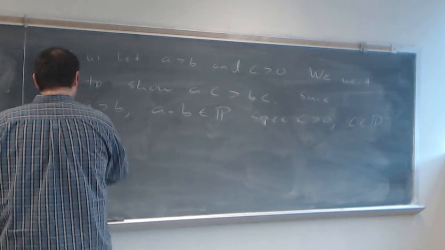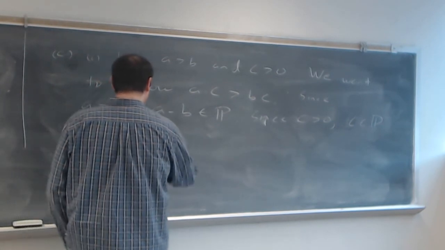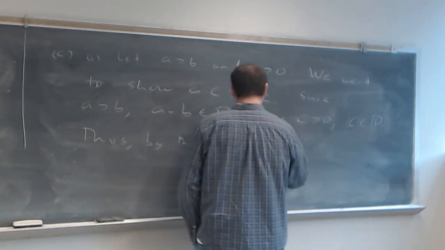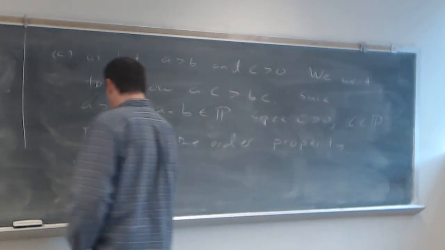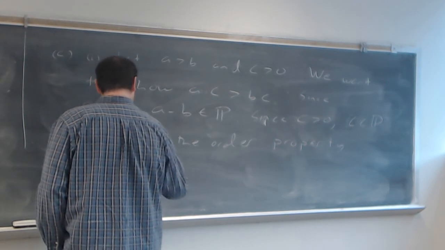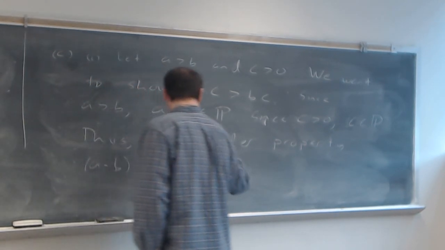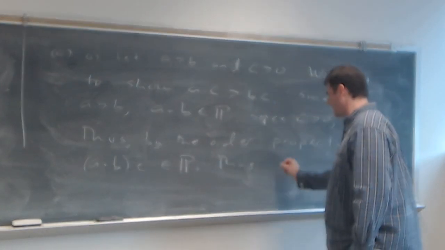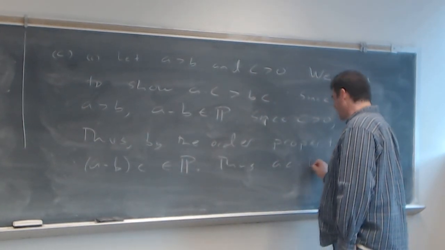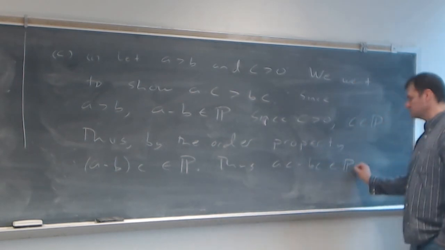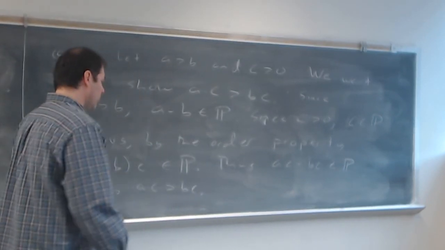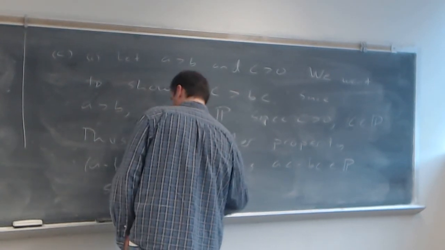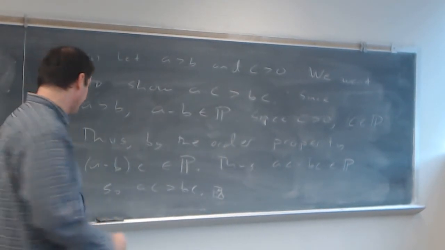So here, by the order property, if I take two positive numbers and I multiply them together, what do I get? Another positive number. That's right. That means that A minus B times C has got to be positive. Thus, using the distributive property, this would say A times C minus B times C is positive. So what would that say? So AC is going to be greater than BC. And that's what we wanted to show. So that ends part 1.